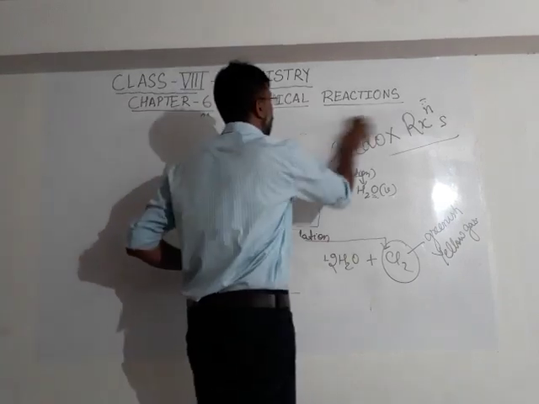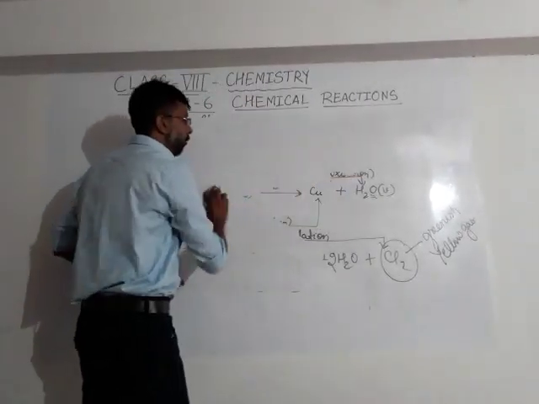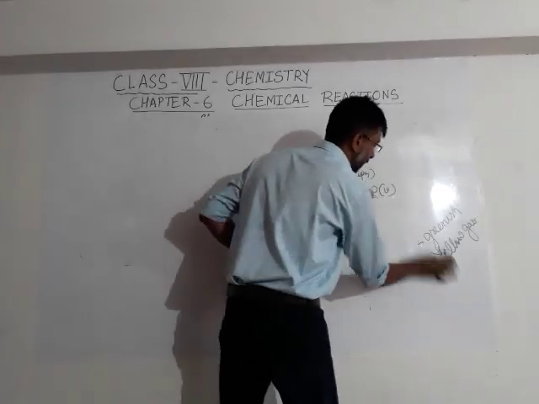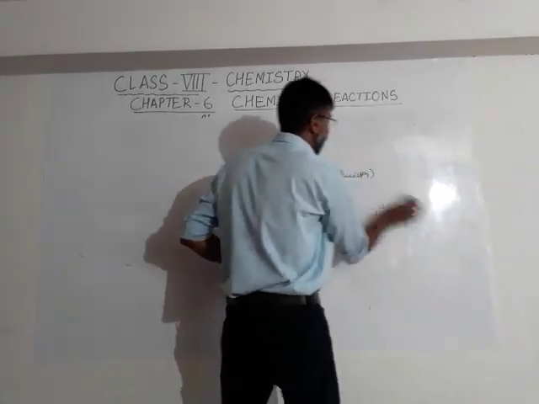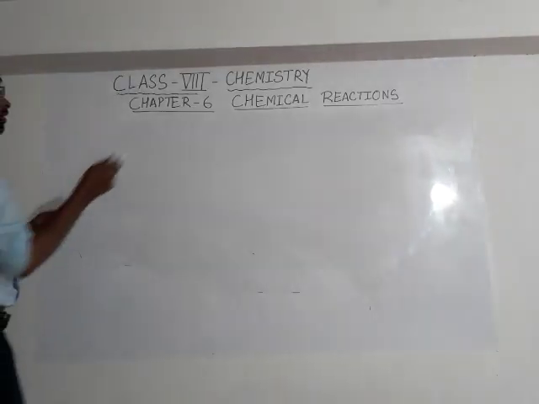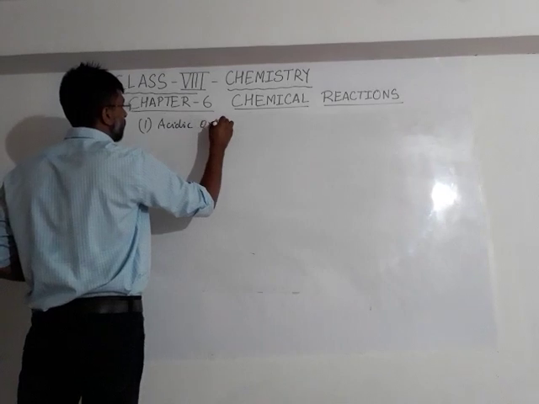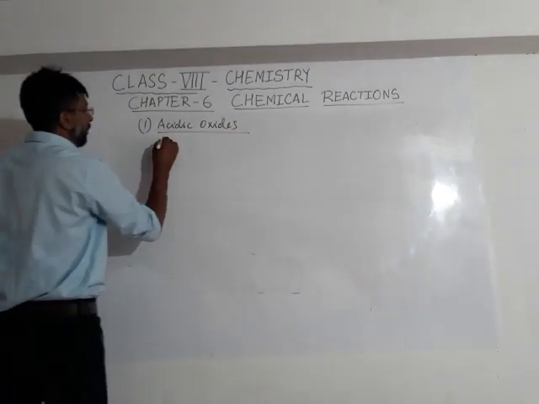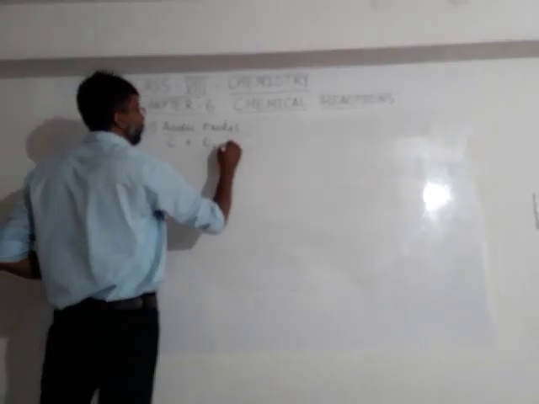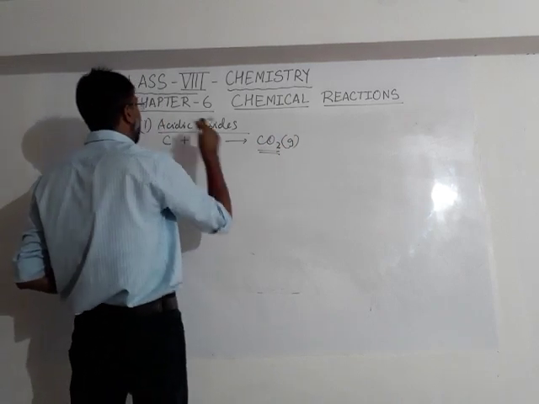Acidic oxides are those oxides which are formed when non-metals are burnt in oxygen of the air. So when a non-metal combines with oxygen, an acidic oxide is formed. Number one, acidic oxide. Let me take the first example. Carbon is a non-metal. It combines with oxygen to form carbon dioxide gas. So this carbon dioxide gas is an acidic oxide.